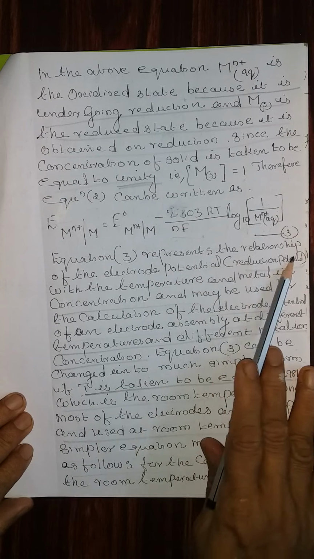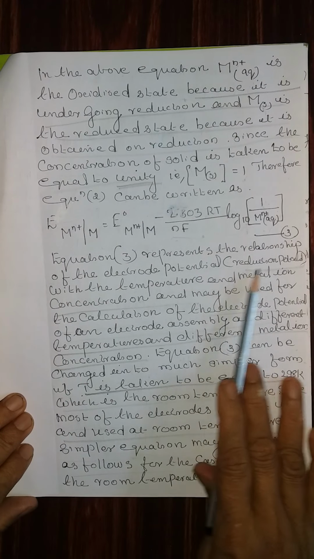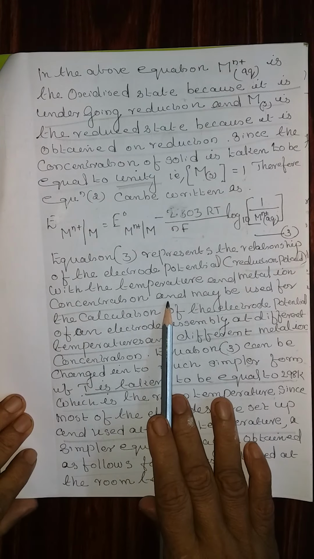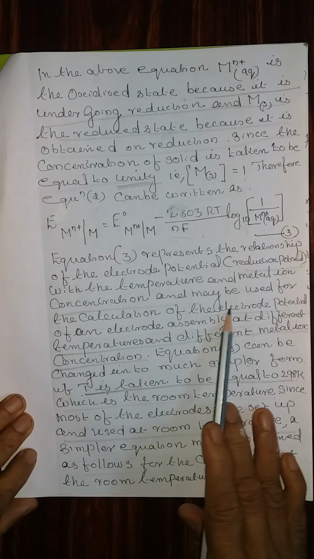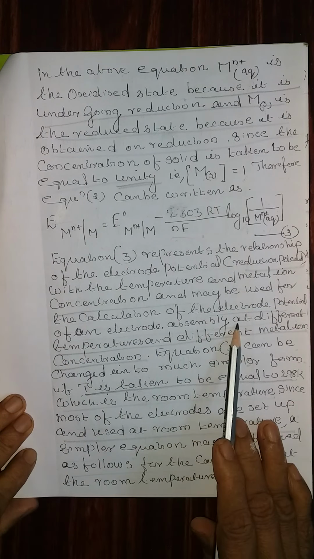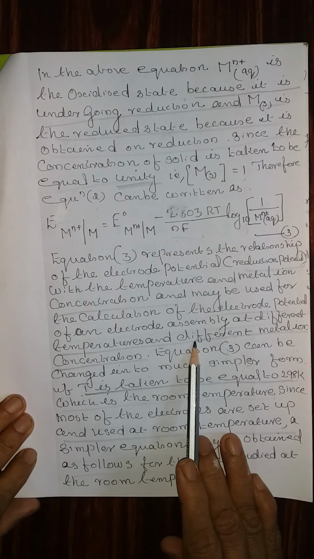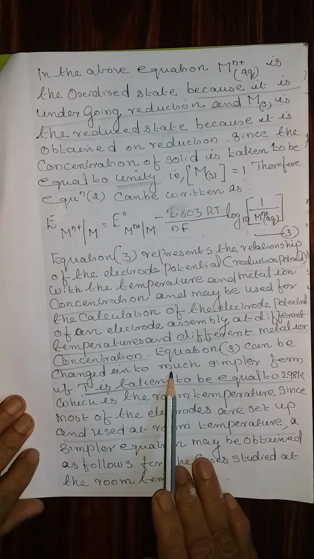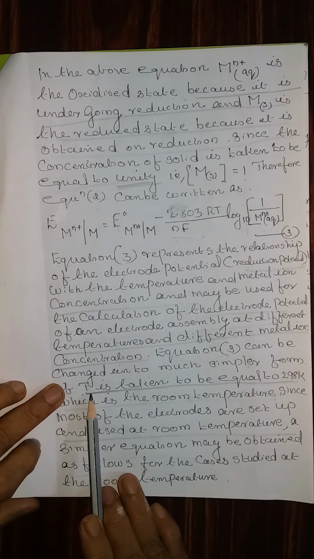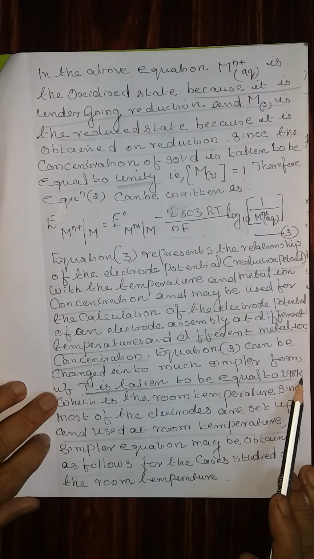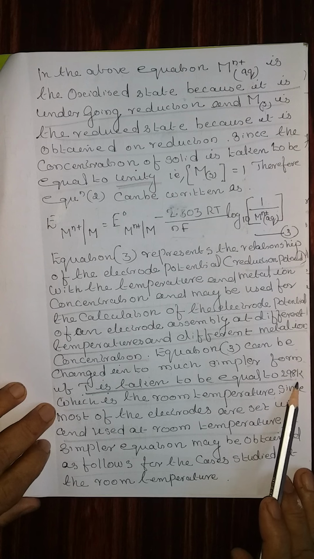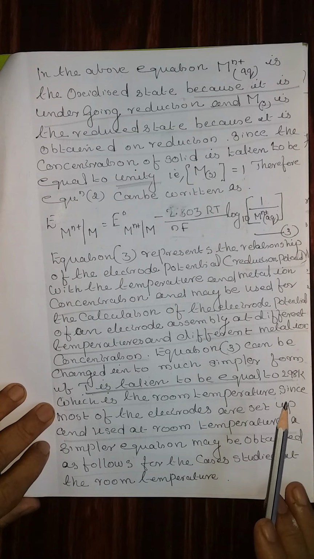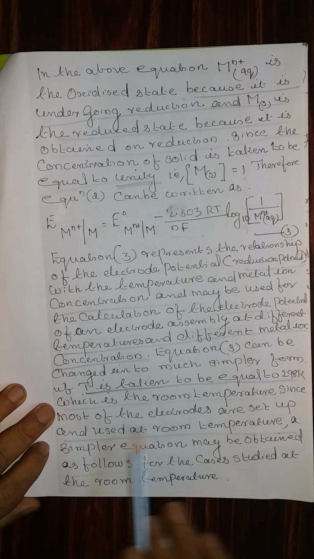Equation 3 represents the relationship of the electrode potential, that is the reduction potential, with the temperature and the metal ion concentration, and may be used for the calculation of the electrode potential of an electrode assembly at different temperatures and different metal ion concentrations. Equation 3 can be changed into a much simpler form if T is taken to be equal to 298 Kelvin, because all the experiments are normally conducted at room temperature. Therefore, we consider that T is equal to 298 Kelvin.